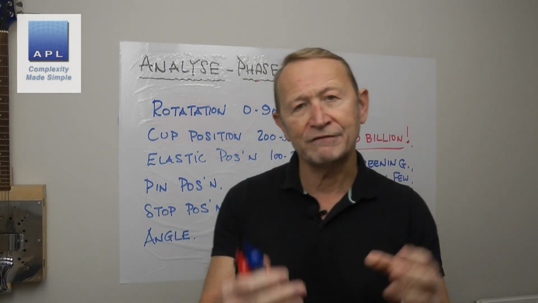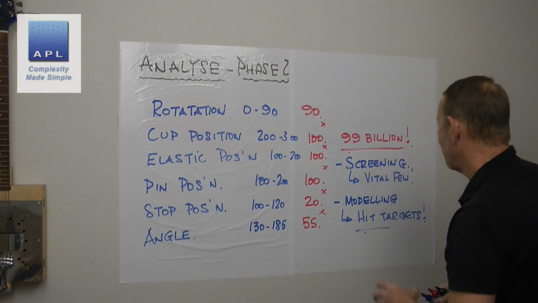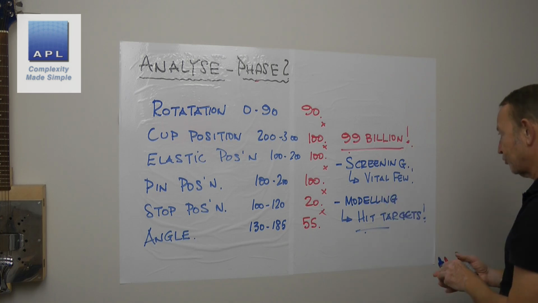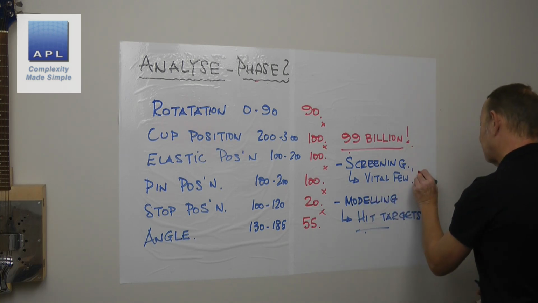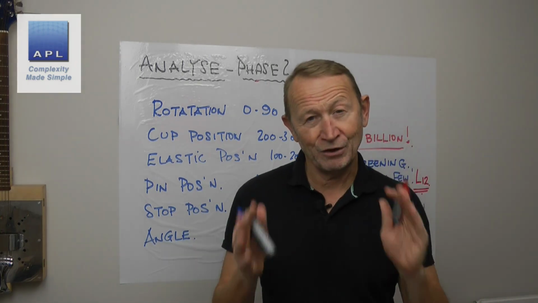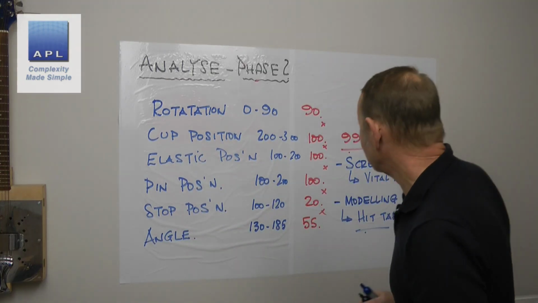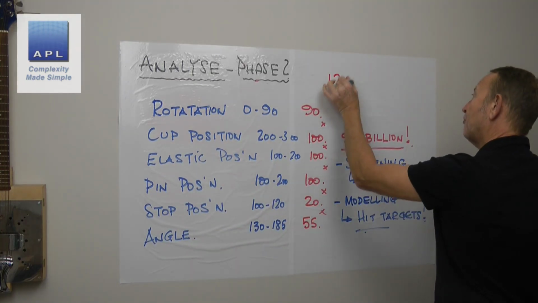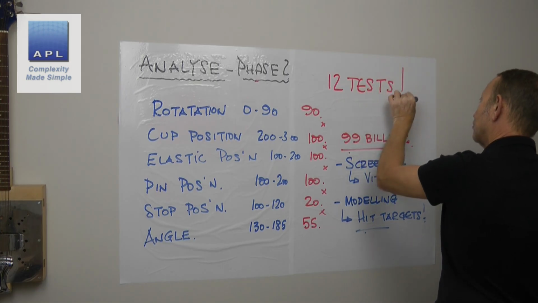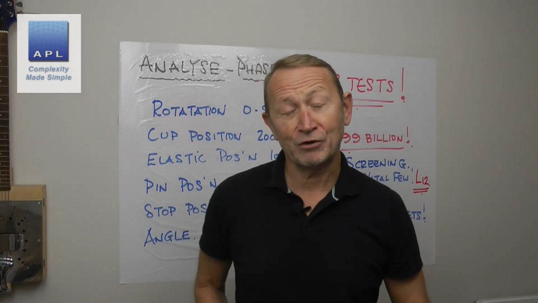So when we come back in video 8, sorry, now it is video 9, we're going to show you how to screen using something called the Taguchi L12, and that's going to screen those 6 variables down. We are just going to use 12 tests to do that, and that will be coming up in video 9.